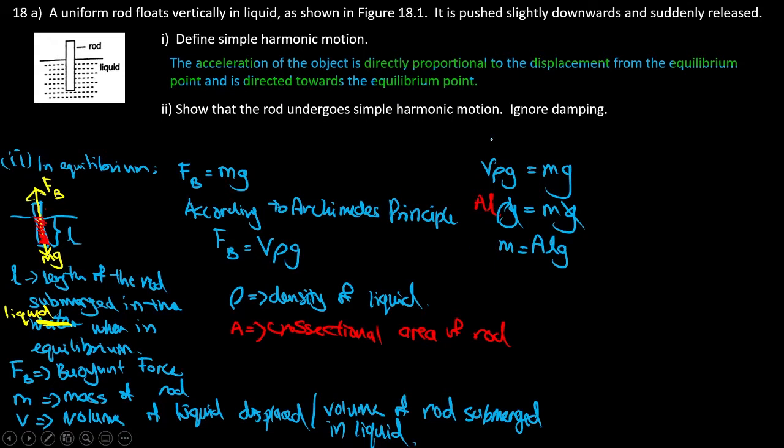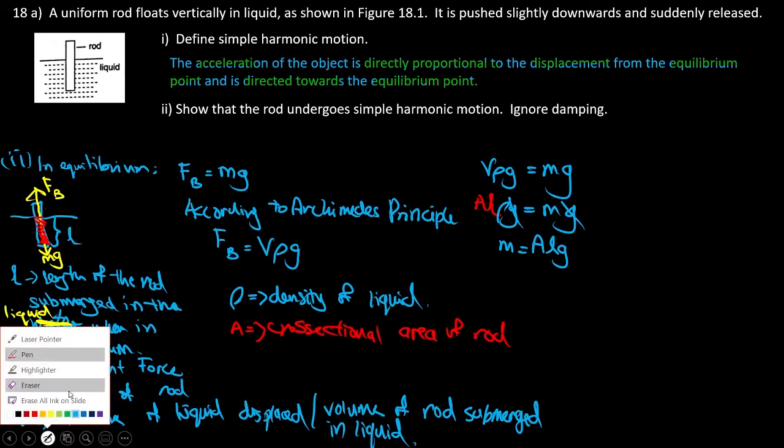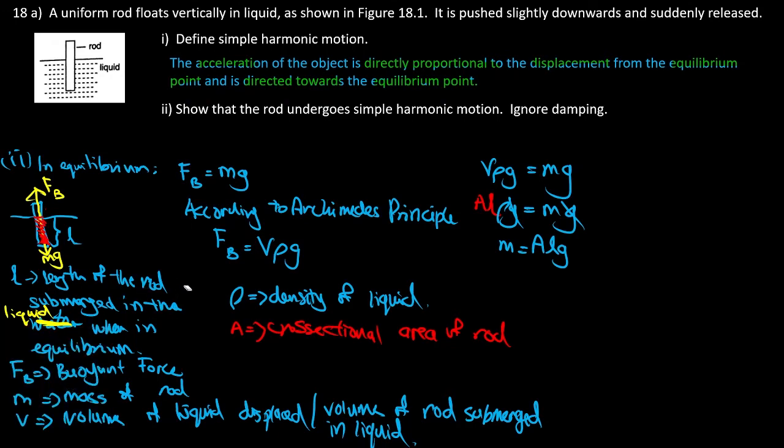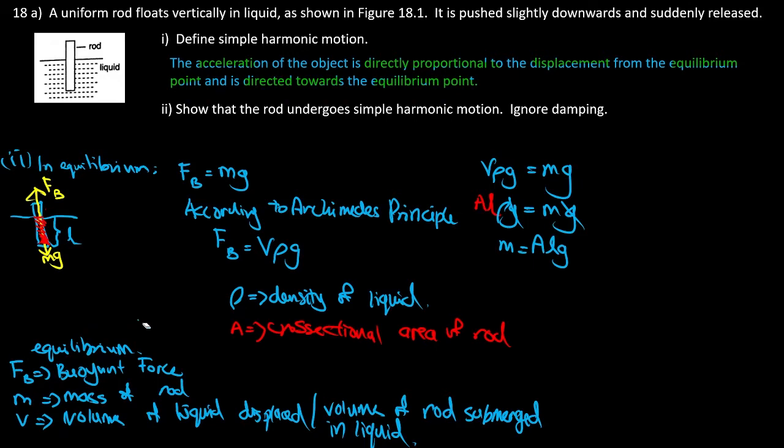Now, when the rod is pushed downwards, because I have no enough place, I want to erase all of this. So you just copy down first. Make sure you have copied down all the symbols. Label all the symbols, don't forget to label.